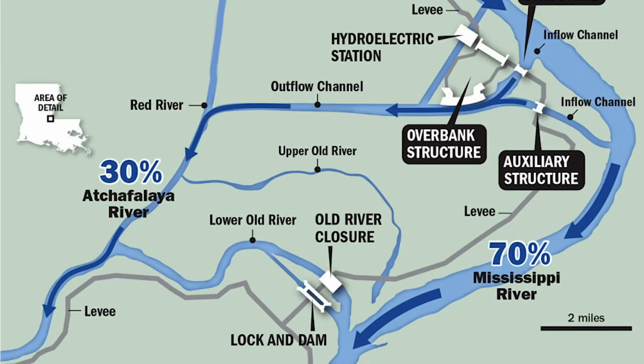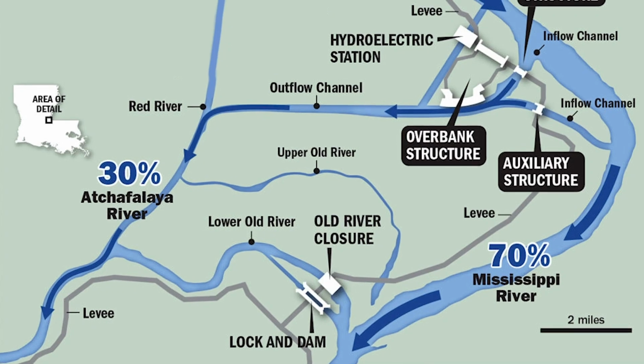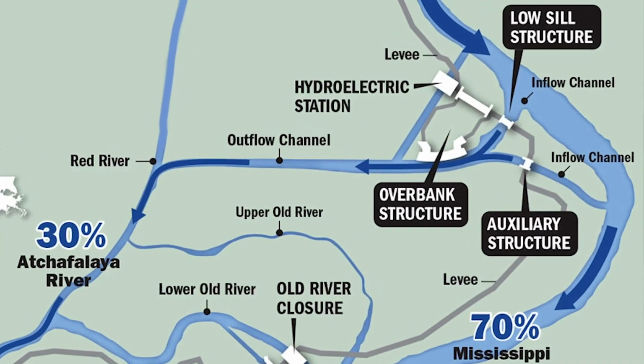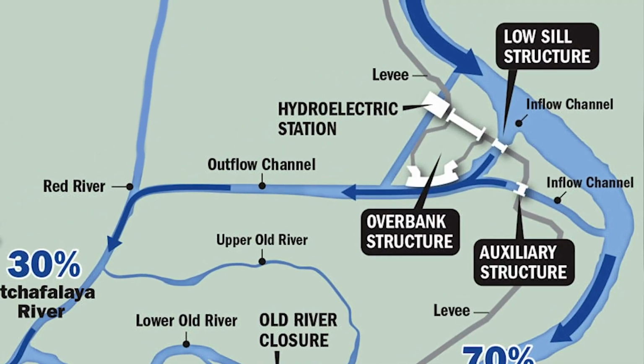So how does this facility work? What structures are in place that allow the water to divert, but not too much to divert into the Atchafalaya? Sure. When they originally built the Old River Control Structure, there were 2 structures: the low sill structure and the overbank structure. 99% of the year, you would be using the low sill to pass that water through based on daily calculations.